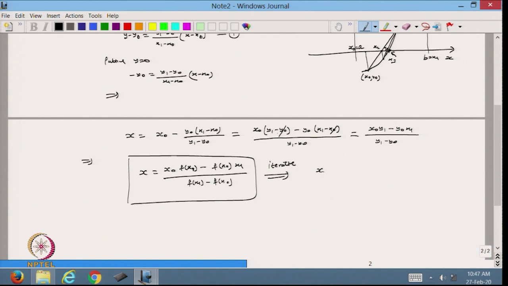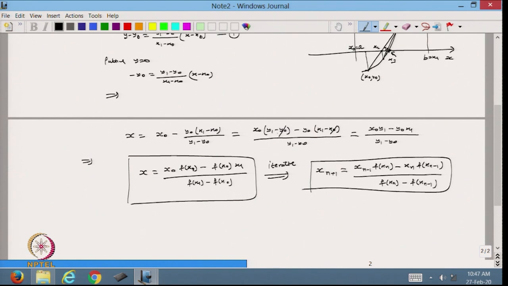So, I can write from here that x 0 and x 1 are given, so my x n plus 1 is equal to x n minus 1 f x n minus x n f at x n minus 1, divided by f at x n minus f at x n minus 1. So, that is my iterative process.